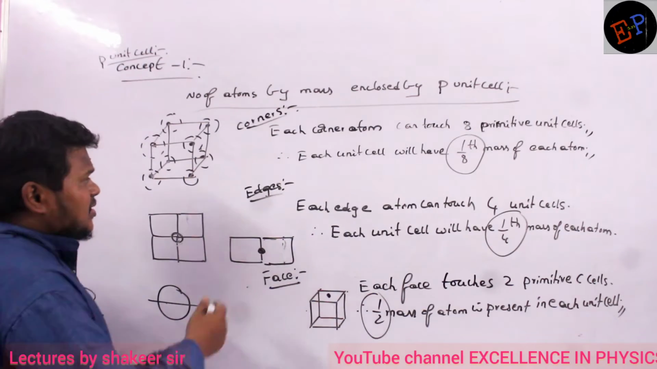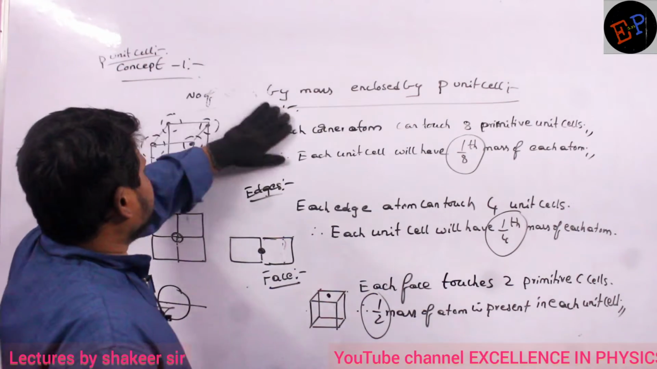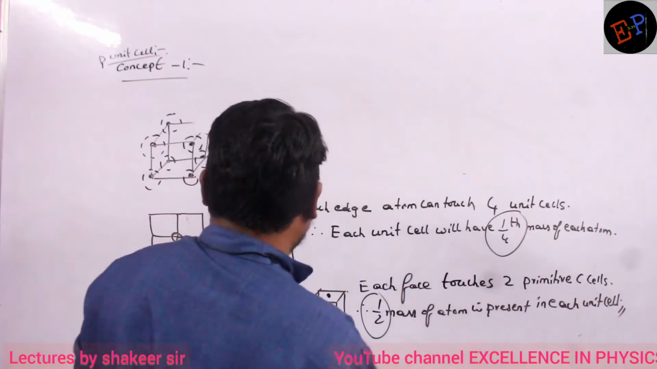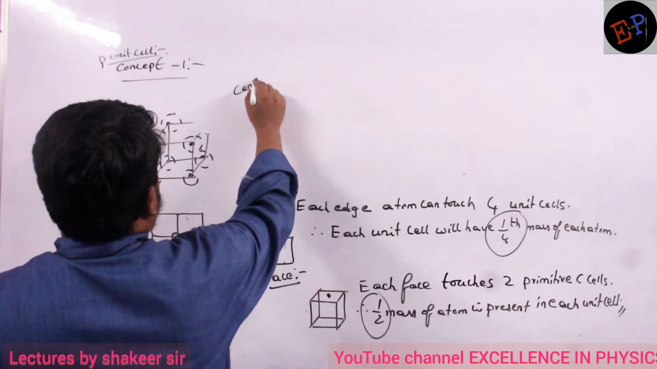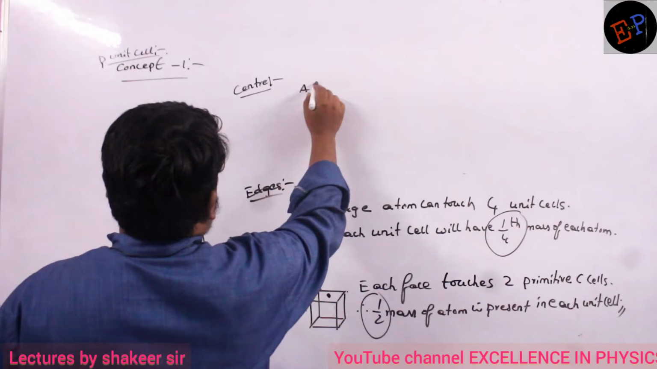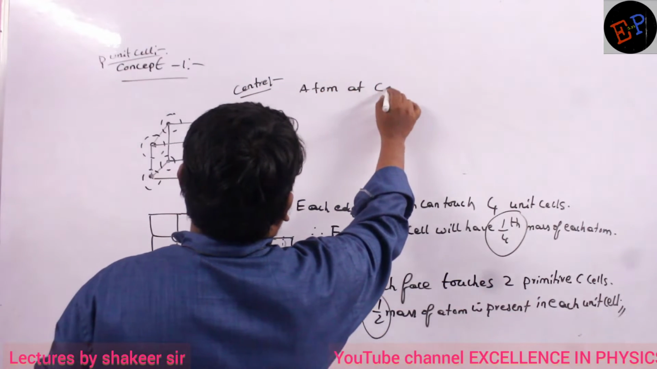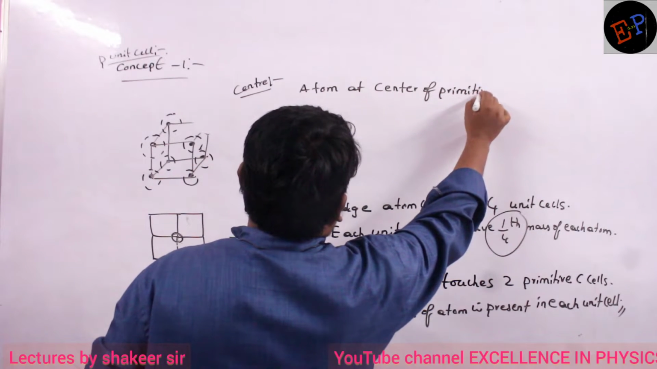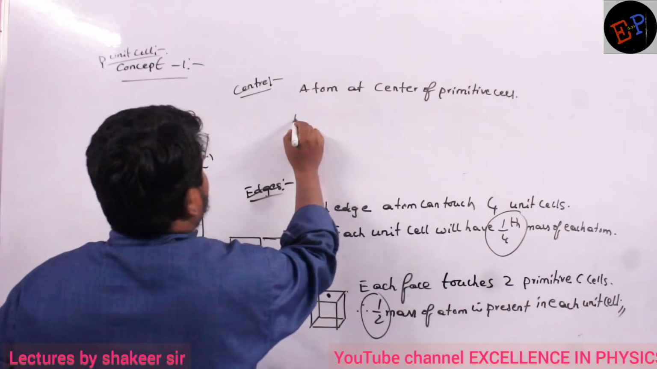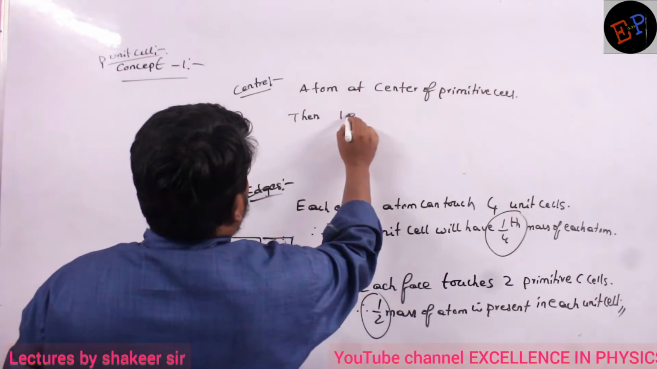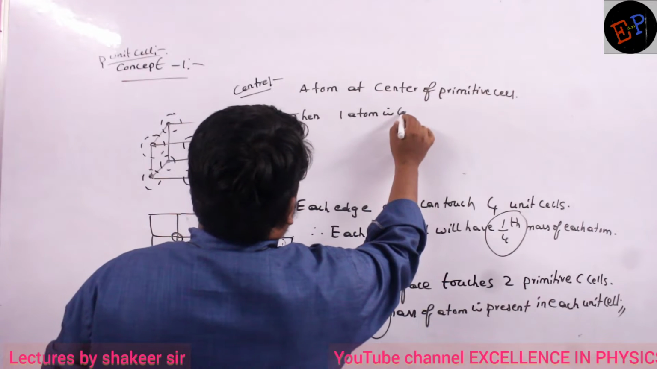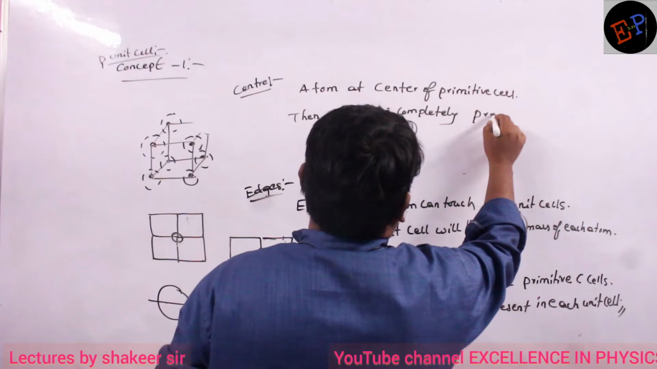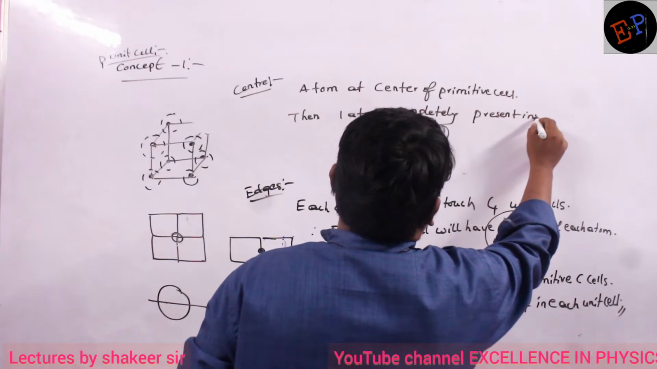Okay? Now similarly, when atom is present at the center of the primitive cell, center, only one, no? Okay, ma? So atom at center of primitive cell, then one atom is completely present inside the unit cell.